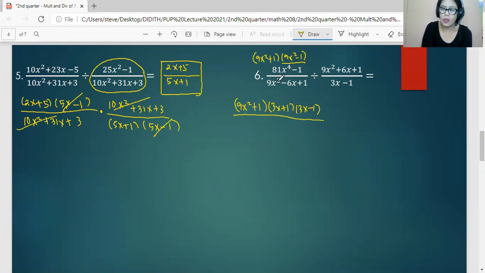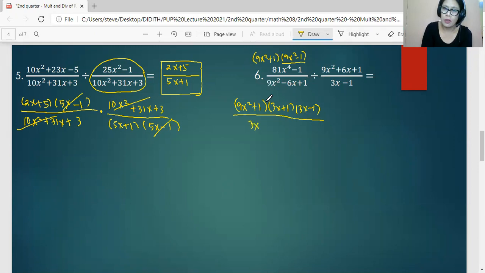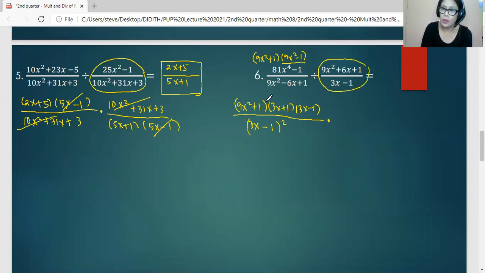Now, this is a perfect square trinomial, the denominator. So the factors are the same two binomials. So we have two same binomial factors such that the first term is the square root of 9x squared while the last term is the square root of 1. And this is a difference of squares since the middle term has a minus sign. So the square root of 9x squared is 3x while the square root of 1 is 1, and this is quantity squared. So we will shift to multiplication, and we will get the reciprocal of this divisor. So we will write 3x minus 1 on the numerator.